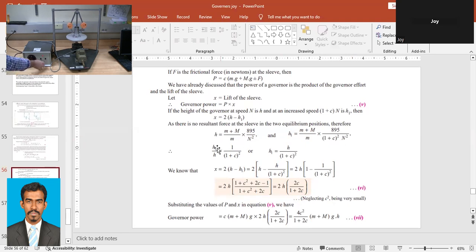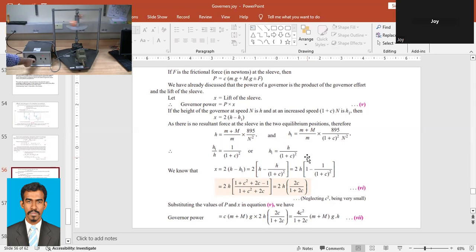What you will have is H1 upon H is equal to 1 upon 1 plus C whole square. All these m plus M will be cancelled out. This M will be cancelled out. 895 will be cancelled out. N squared will be cancelled out. So what I will have is only 1 plus C whole square. So H1 upon H is equal to 1 upon 1 plus C whole square. From here, we can make H1 the subject. So H1 is equal to H upon 1 plus C whole square.